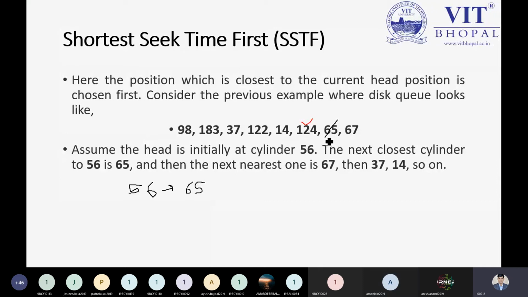Okay, so I will cross out this value for understanding purposes. And then what is the next closest value to 65? That is 67, undoubtedly. And what is the next closest value from 67? 98, 130, 183, 37, 122, 14, 124. Which is the closest value?